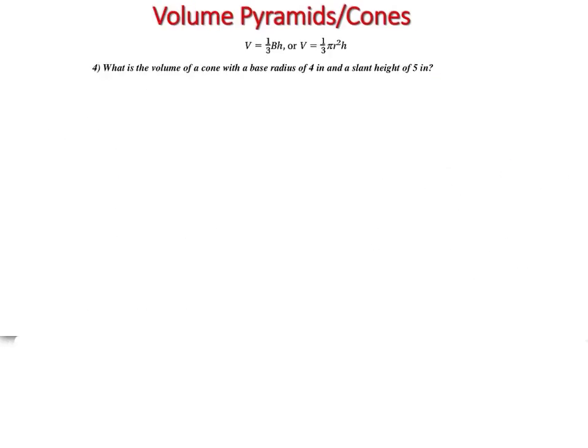For this problem, what's the volume of cone with a base radius of 4 inches and a slant height of 5? So since we have the slant height here, it's really very similar to the last problem we did. So we have to actually calculate the height using Pythagorean theorem and then find the volume of the cone. So go ahead and do this calculation.